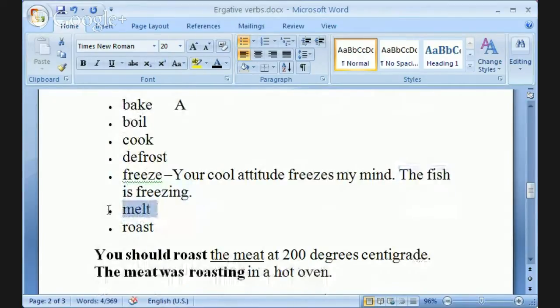Jonathan, you want to try melt? Melt. Okay, teacher. Your ice cream melted in your hands. Well, that is intransitive. Again, you're using a prepositional phrase. Your ice cream melted in your hands. Okay, that's a perfect example of an intransitive. How about using an object?